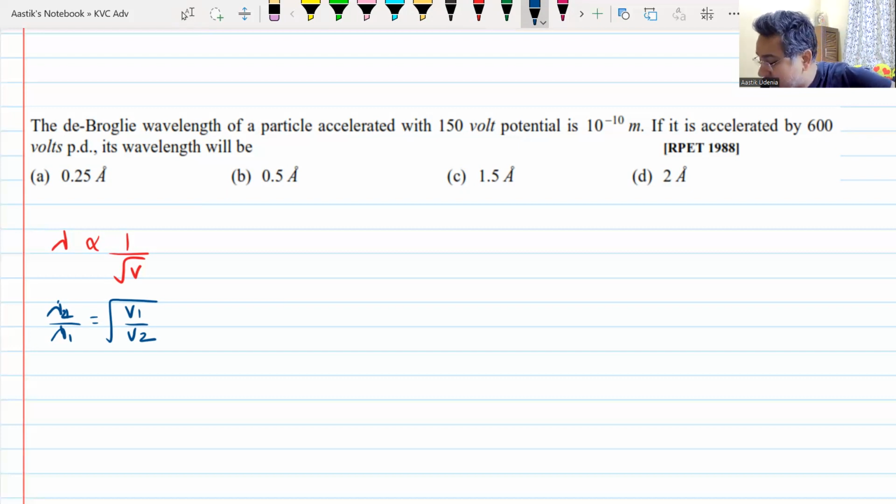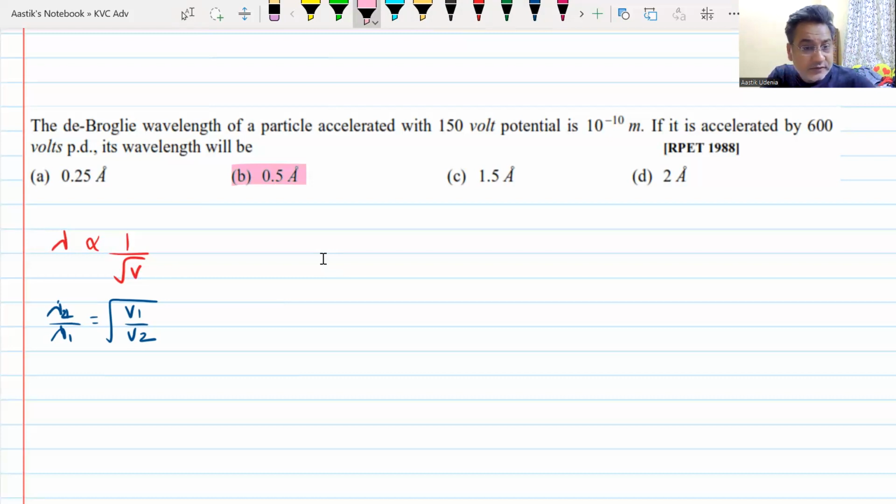Wavelength becoming half of 10 raised to the power minus 10. 10 raised to the power minus 10 is 1 Armstrong. Wavelength becoming half, the answer would be 0.5 Armstrong units. Do we understand this? Yes, sir. Everyone understands this? Yes, sir.